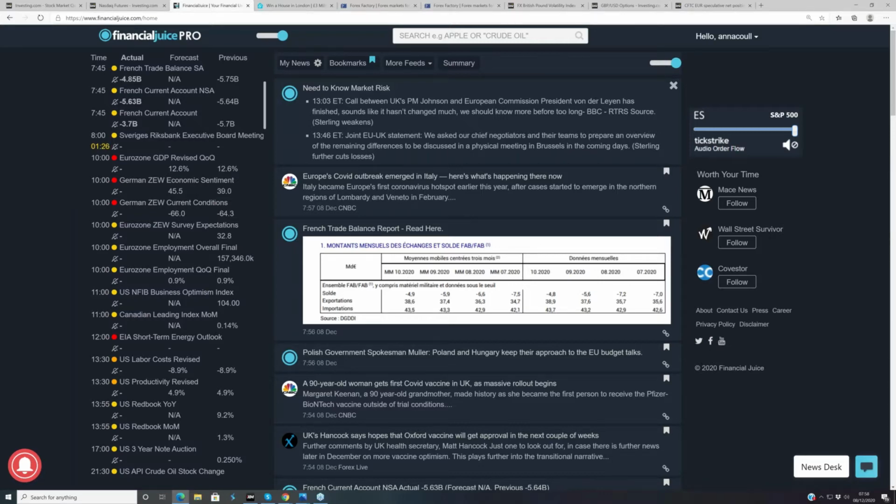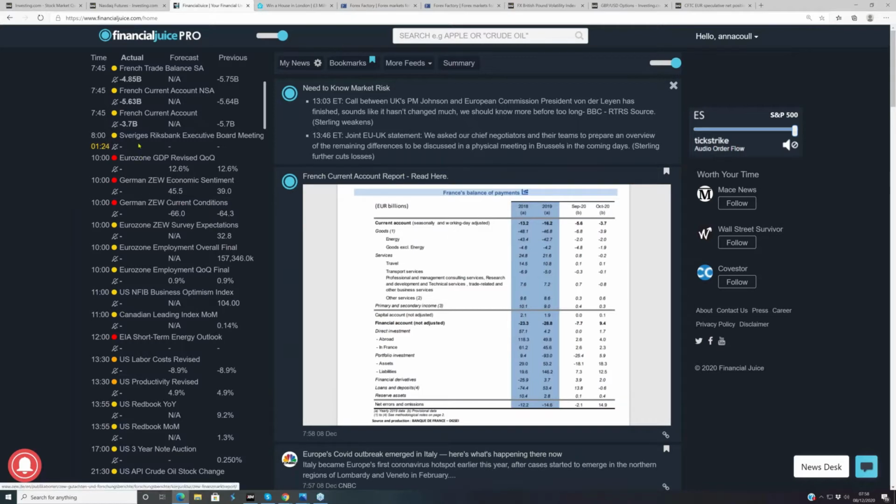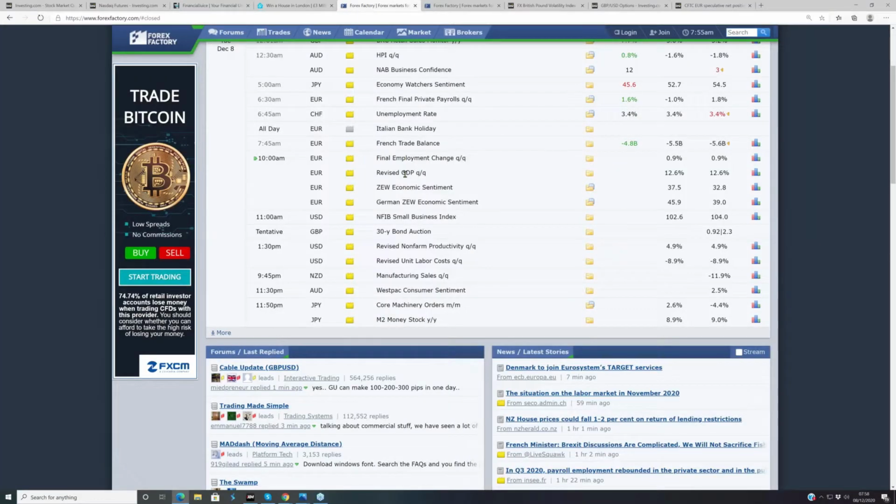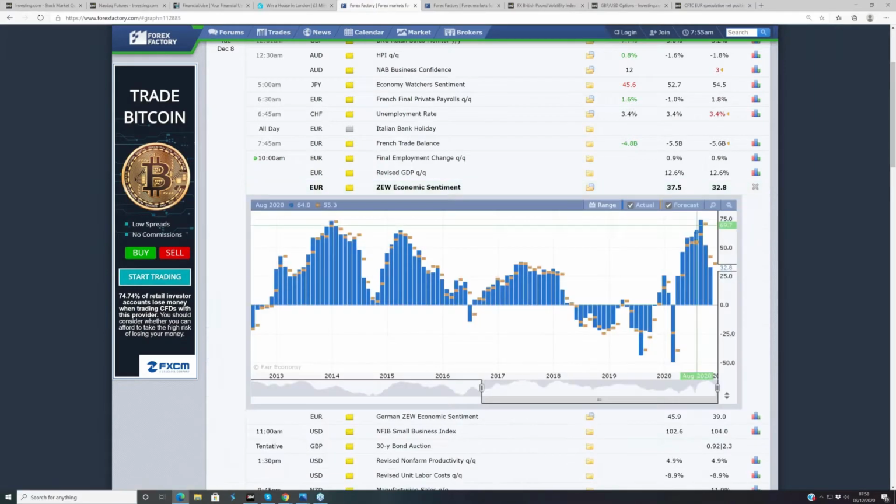So what's happening today, as I said, I think this is hugely important. Find out, as we said on the Forex Factory, we could see, if we look at what it is telling us. Where are we? The ZEW. Read it like a chart. Well, sentiment is falling.